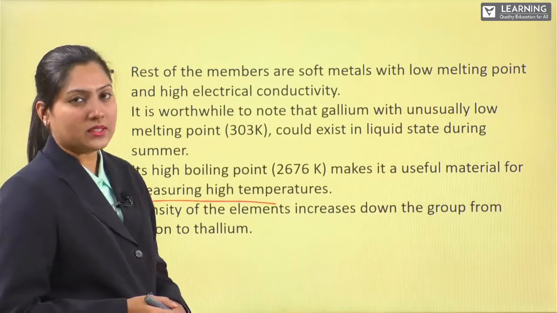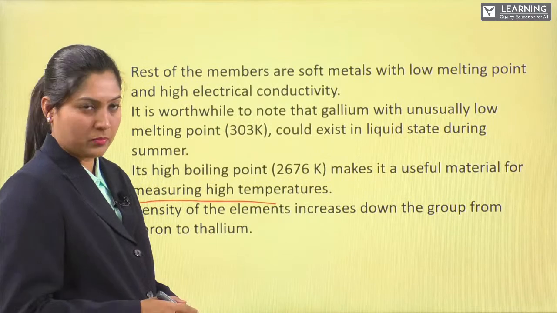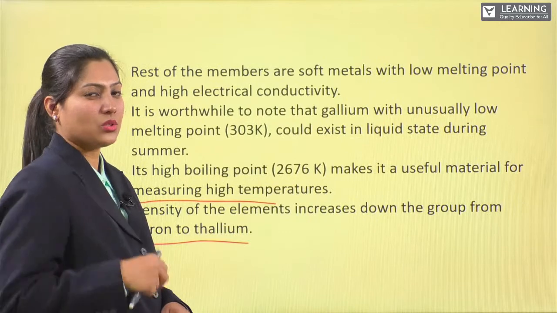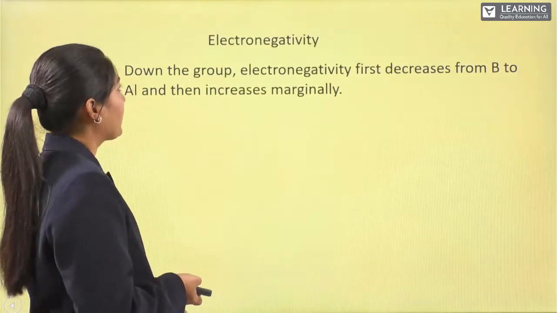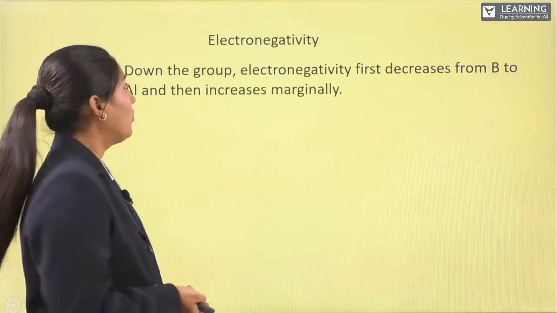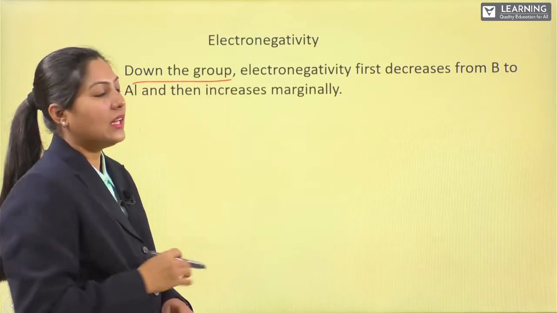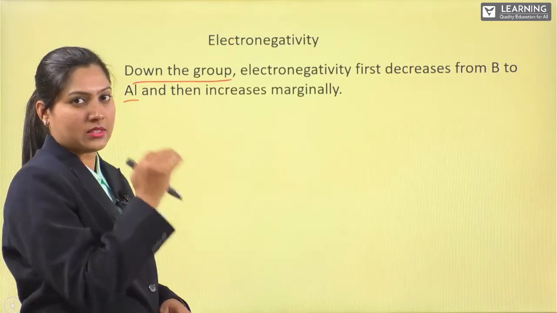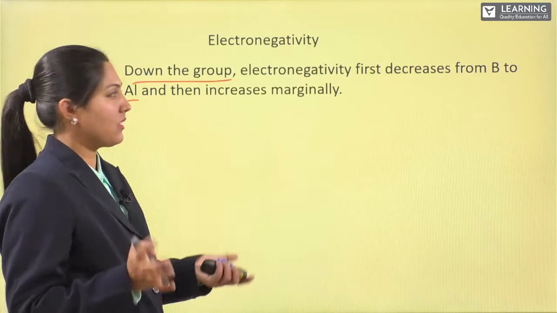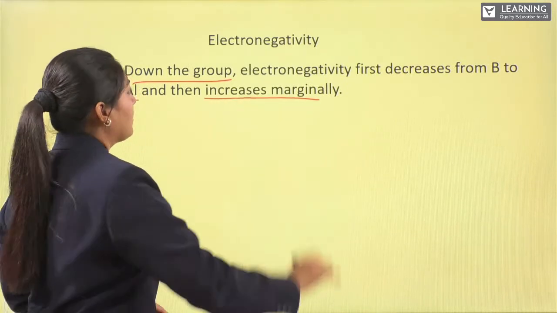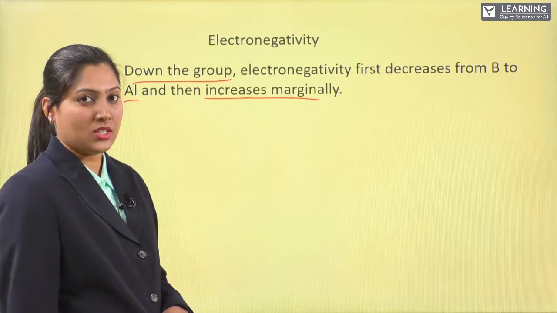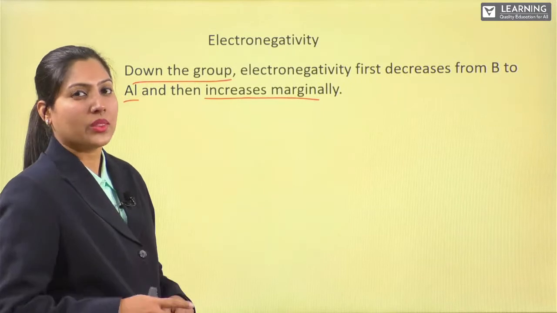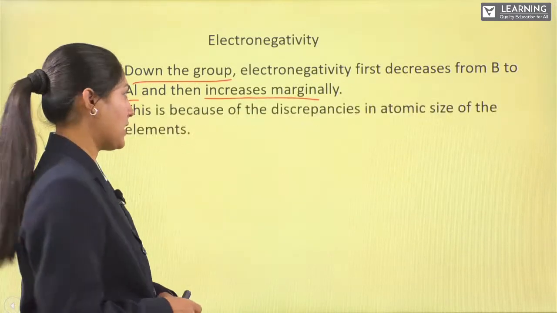The density of the elements increases down the group from boron to thallium. Obviously density increases as the addition of electrons is also increasing. Now electronegativity. We know that down the group, electronegativity first decreases from boron to aluminium. Yes, electronegativity decreases as size increases. Then it increases marginally. It depends on how the size increases or decreases. Electronegativity also depends on the effective nuclear charge.